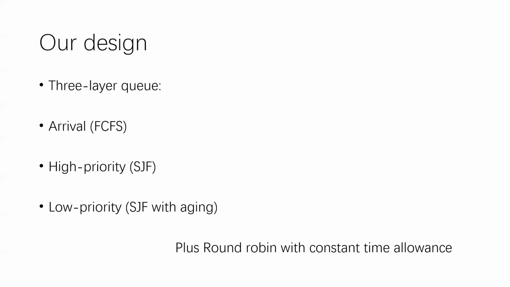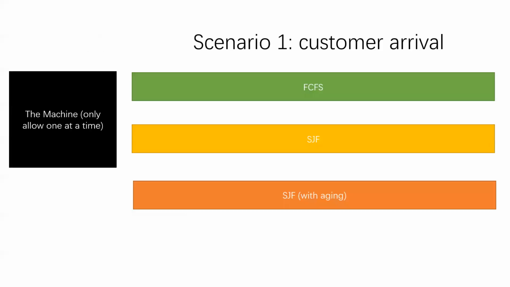The first queue is a first-come, first-served queue that only accepts newly incoming customers. The two queues below are the self-sorting shortest job first style. They are the high-priority process queue and the low-priority process queue. To prevent starvation, we also implemented an aging mechanism in the low-priority queue. And here is an animated demonstration of how our algorithm works.